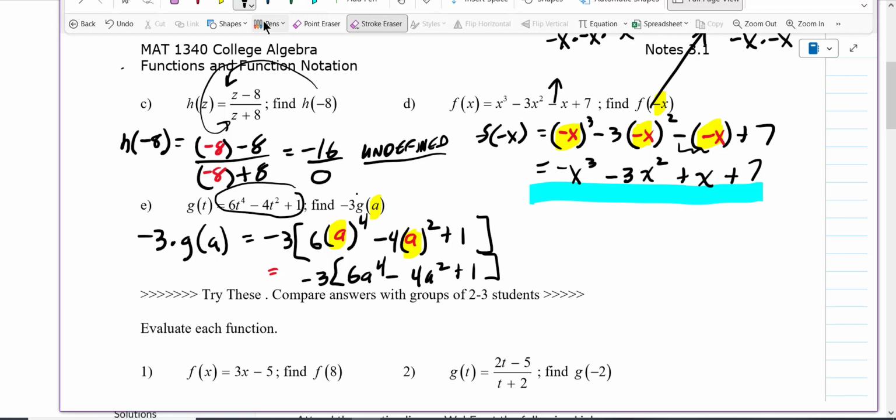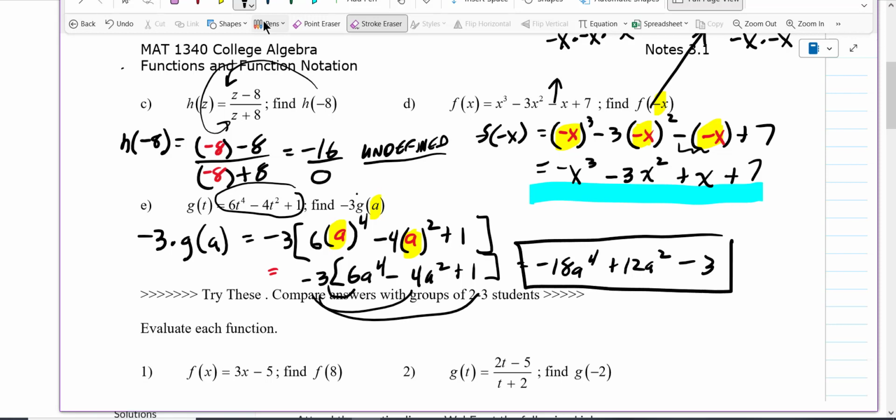But what's the other thing you could do? Just do a distributive property. So I'm going to go ahead and do that. If I do -3 times 6a, that's -18a to the fourth, and then plus 12a to the second, and then minus 3. Okay, so that would be a good way to write that. Final answer would be like that. So that's evaluating a function. That -3 is distributing, and see, that's changing those signs because you're multiplying by -3. Okay, is there any question on that?